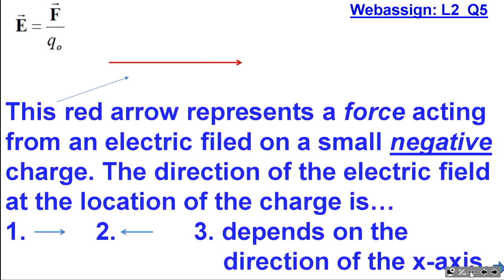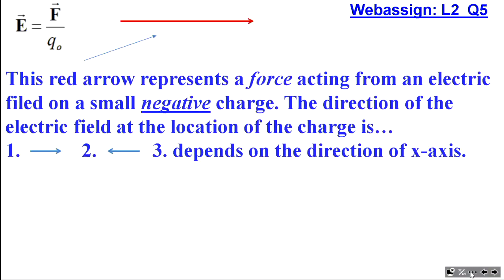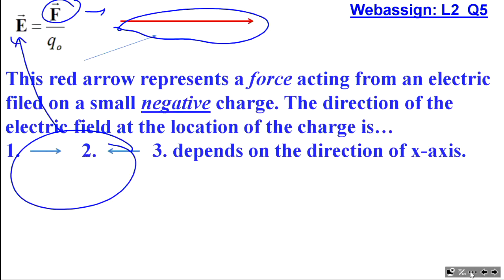Don't answer this question. I have no time anymore. So let's just reason through. This arrow represents a force. How do we know? We can read. So this arrow represents this variable. The question here is about this variable. What is the relationship? The test charge.